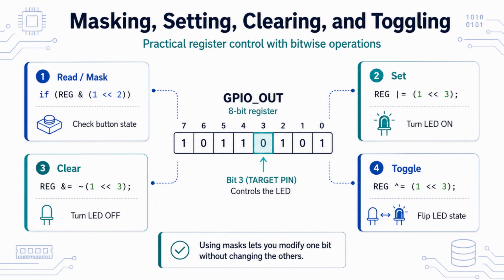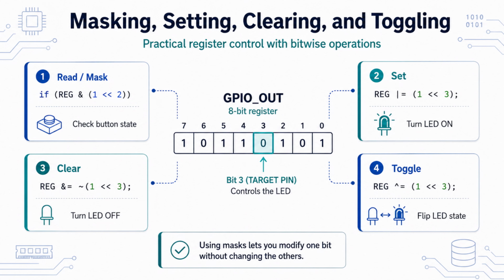To check a bit, we use a mask with the AND operator, such as reg & (1 << 2). This tells us whether that specific bit is active. To turn the LED on, we set bit 3 using reg |= 1 << 3. To turn it off, we clear the same bit using reg &= ~(1 << 3). And to flip the LED state, we toggle the bit using reg ^= (1 << 3).